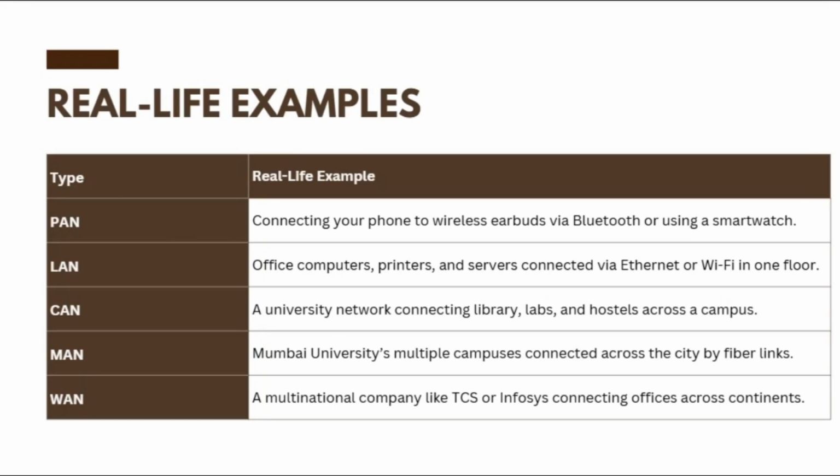Real life examples of each network type. First is PAN, which is connecting your mobile phone to wireless earbuds or a Bluetooth while using your smartwatch. So if you are connecting your phone to wireless earbuds via Bluetooth and you are using a smartwatch, this is your PAN, personal area network. Second is a LAN. LAN is a local area network. Office computers, printers and servers connected via Ethernet or Wi-Fi on one floor, that is your LAN.